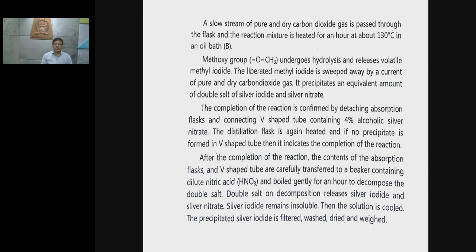After the completion of the reaction, the contents of the absorption flasks and V-shaped tube are carefully transferred to a beaker containing dilute nitric acid and boiled gently for an hour to decompose the double salt. Double salt on decomposition releases silver iodide and silver nitrate. Silver iodide remains insoluble. Then the solution is cooled. The precipitated silver iodide is filtered, washed, dried and weighed.